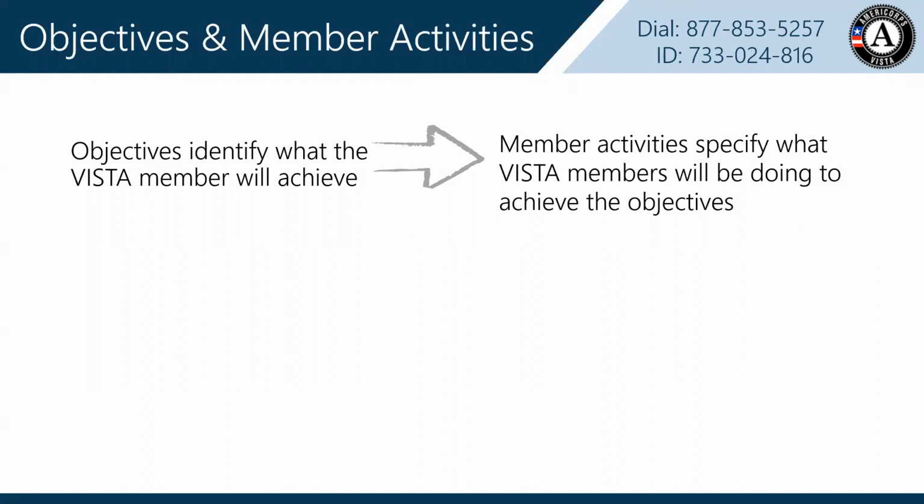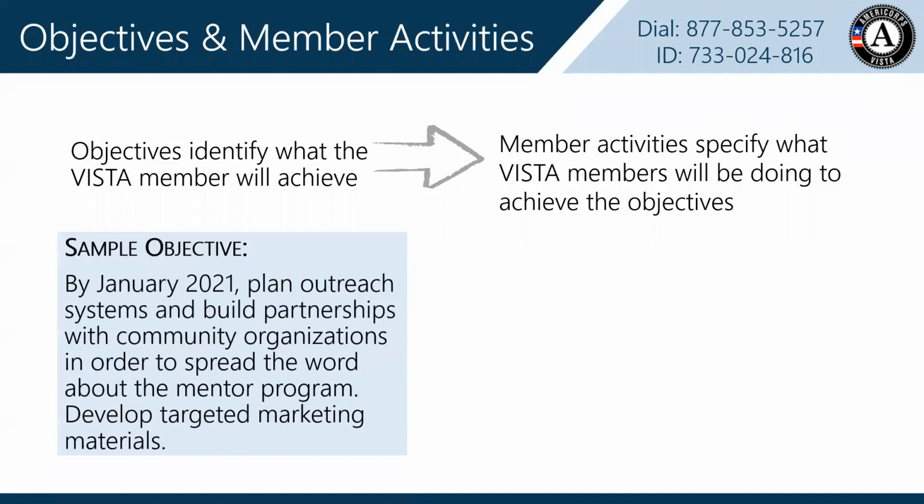So on the right-hand side are the member activities. For right now, we're going to stay focused on the left, but we'll come back to those member activities later in our session. Here's a sample from our VAD. We're saying that by January 2021, plan outreach systems and build partnerships with community organizations in order to spread the word about the mentor program.